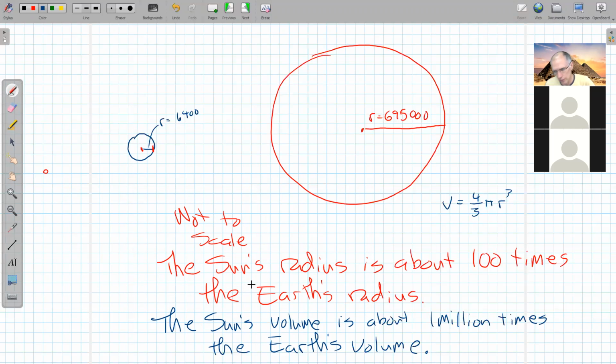My belief about the sun is that it's pretty dense near its core, so we'd probably find that it's more than 1 million times the mass of the Earth. But that's something we'd have to look up and calculate.